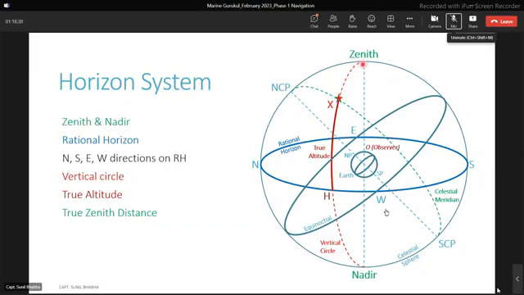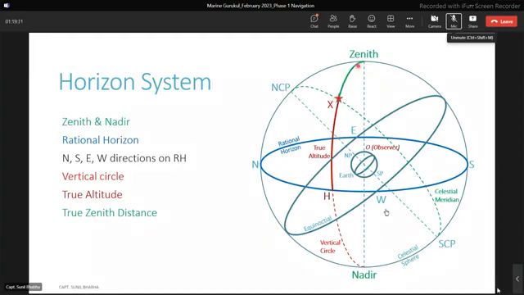this arc of the vertical circle contained between the zenith and the center of the celestial body, let me highlight it in the diagram. The green color arc which you see is the true zenith distance of the celestial body. So the definition: arc of the vertical circle contained between the zenith and the center of the celestial body is known as its true zenith distance. So you can see the TZD as green color arc highlighted as a part of the vertical circle.